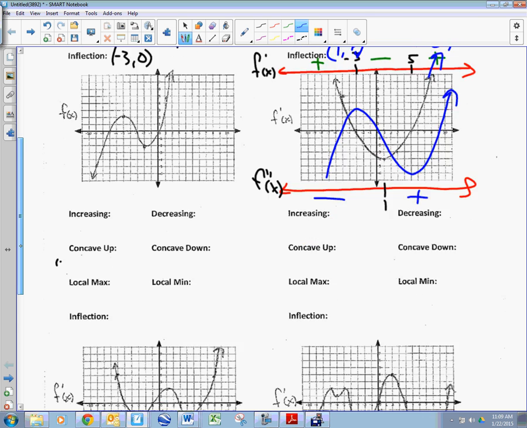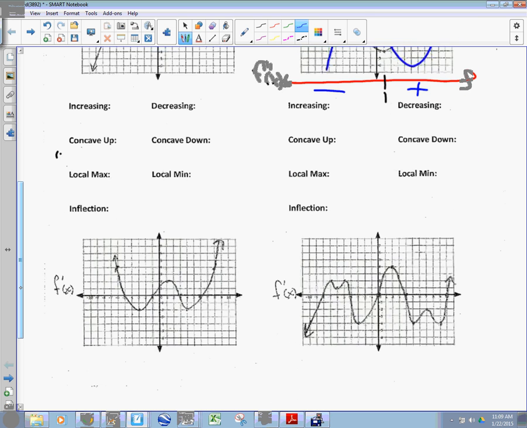Yes. What's that? Yeah. This one right here. Okay. Again, we're given f prime. I'm going to make my number lines.